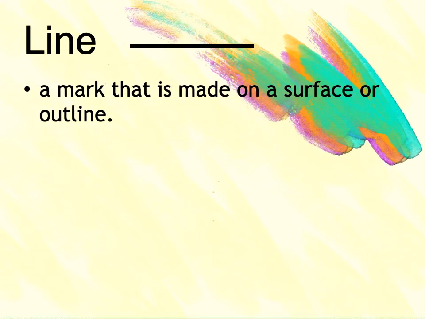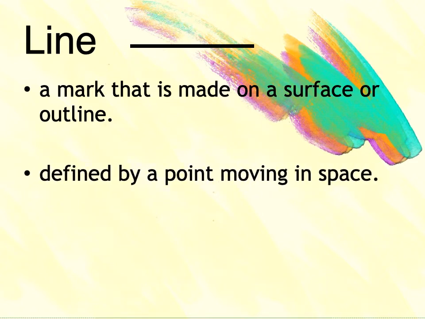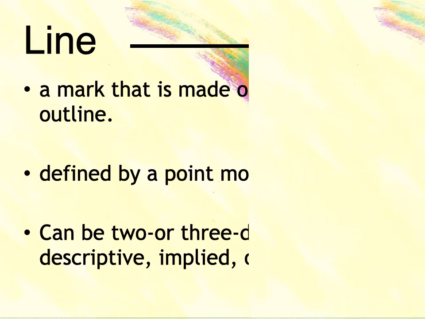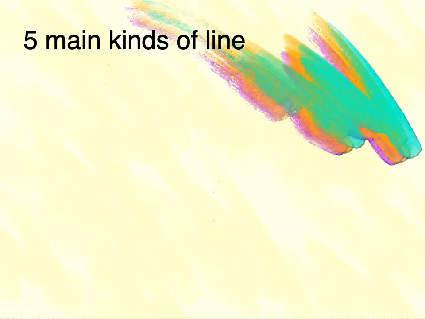Line is a mark that is made on a surface or an outline. Every piece of art starts with a line. It's defined by a point moving in space, and it can be 2 or 3-dimensional, descriptive, implied, or abstract. And I know those are big words. We're going to learn more about those. There are 5 main kinds of line.